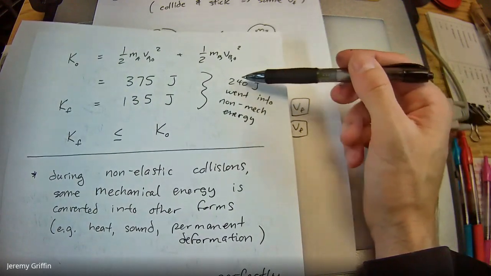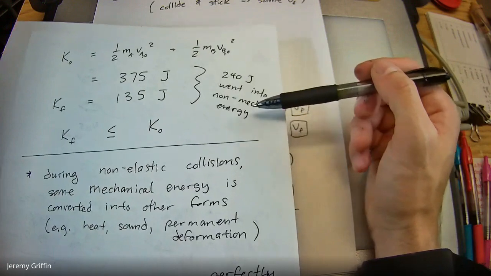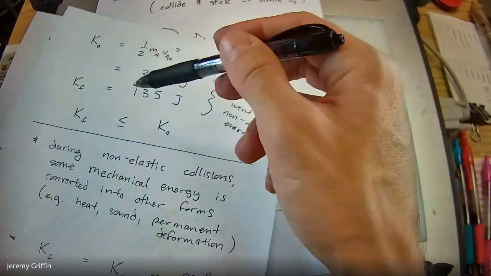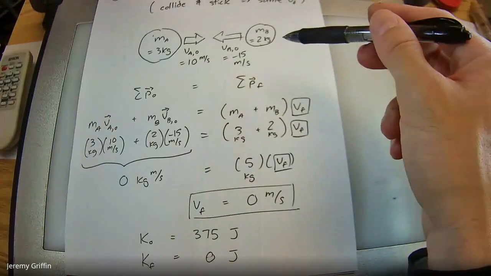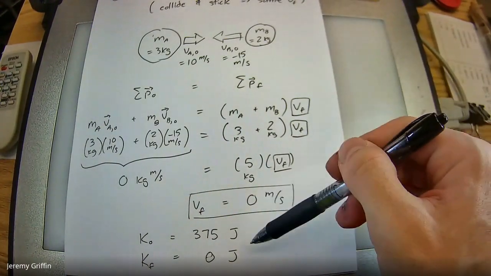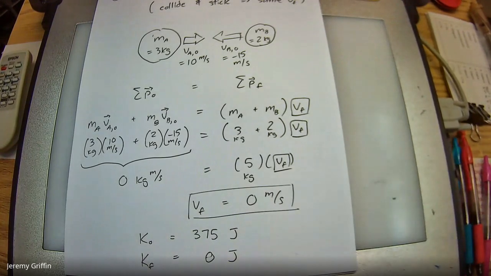before it looked like 240 joules went into non-mechanical energy, but that was when they partly rebounded off each other, like half-deflated tennis balls. But now for these balls of clay, looks like all of the energy went into non-mechanical, so probably all into deformation. So, right? This is an even greater change. Okay.